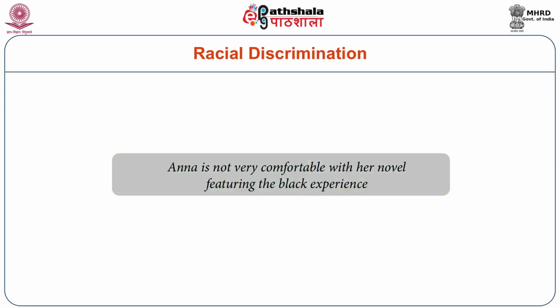Now Anna is not very comfortable with her novel featuring the black experience. We must remember that Anna is a writer, is a novelist. So what we have is the Golden Notebook, in which Anna writes a novel about her African experience, and she is not very comfortable with what she has written there. Fine. Now Anna also at that point, this is a remarkable moment of revelation, because she realizes that she is guilty of objectifying people of color, the Africans, in her work, and she is disturbed by racial discrimination, and she becomes a helpless spectator.